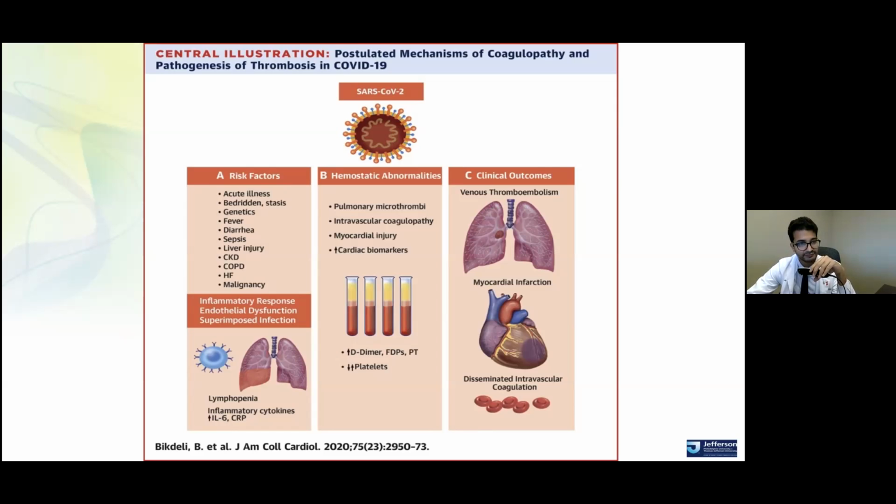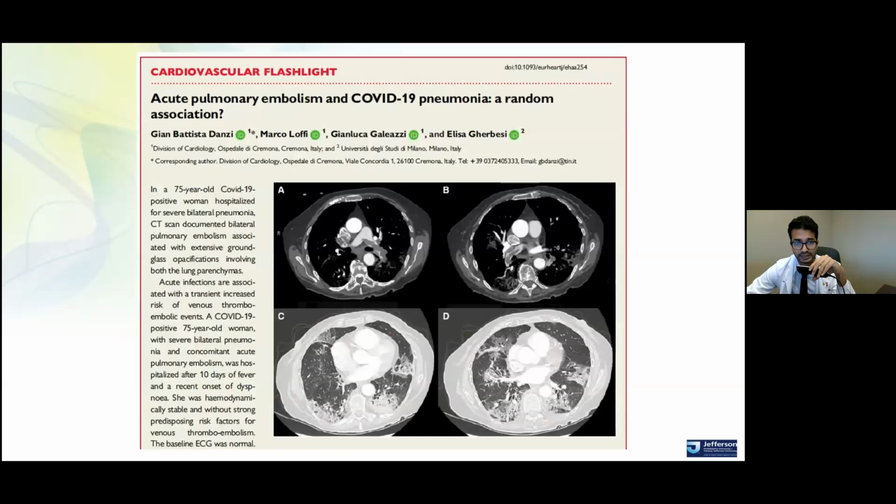But in addition, the inflammatory response and the endotheliopathy that results from COVID-19 and SARS-CoV-2 also may play an additional component which exacerbates this problem. And that's the hypothesis that came out early on. And that's what we're going to focus on today.